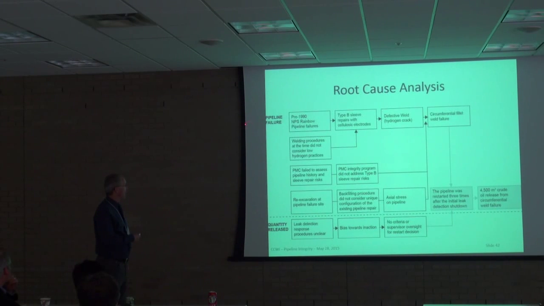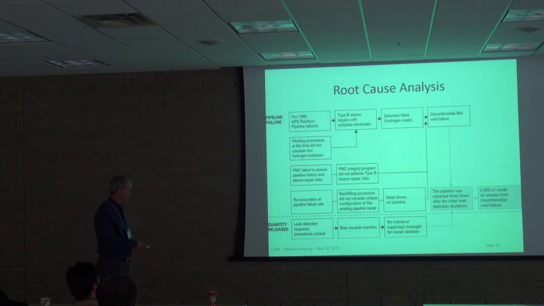So root cause analysis, the key things are: welding with a cellulose electrode, hydrogen cracking, and a lack of fault in the welding procedure, where you should consider using low hydrogen. They didn't have an integrity program or risk assessment that addressed the fact that these sleeves were there. And then the backfilling procedures weren't adequate, and it resulted in a high axial stress on the line.